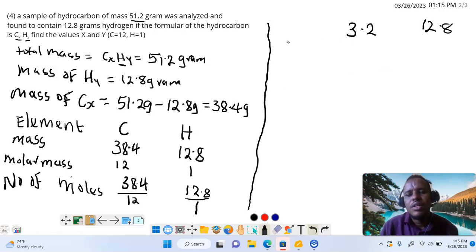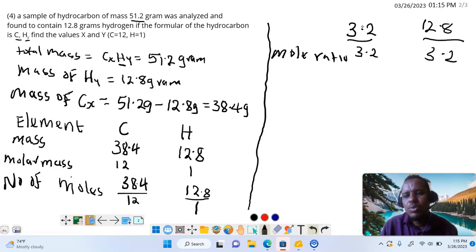Now, how do you get the mole ratio? Next is the mole ratio. You divide both sides by the smallest. 3.2 and 12.8, which one is smaller? 3.2. So we divide both sides by 3.2. Then this is already 1. The mole ratio is 1. Then 12.8 divided by 3.2, what do you get? 4. The value is 4. Therefore, C will be 1 and H will be 4, the empirical formula.